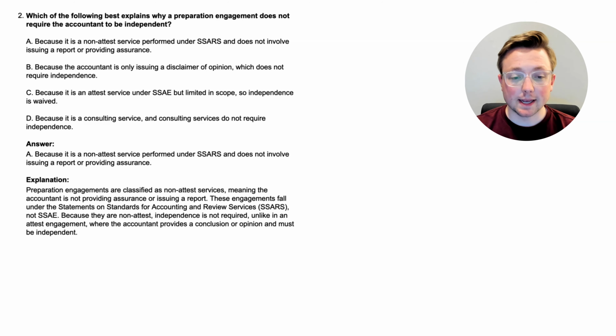All right, here we are at the answer. A, because it is a non-attest service performed under SARS and does not involve issuing a report or providing assurance. So let's go through the explanation. It's pretty simple. Preparation engagements are classified as non-attest services, meaning the accountant is not providing assurance or issuing a report. These engagements fall under the Statements on Standards for Accounting and Review Services, or SARS, not SSAE. And I mentioned that before.